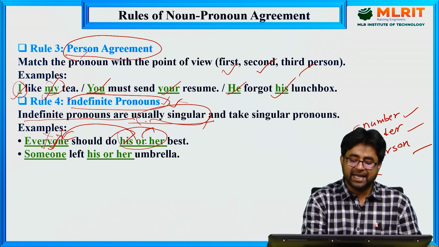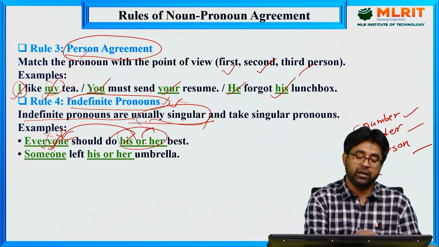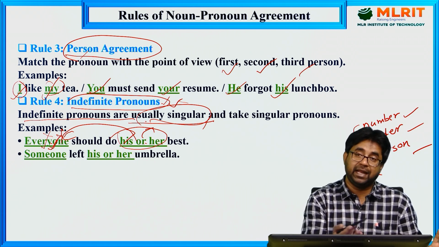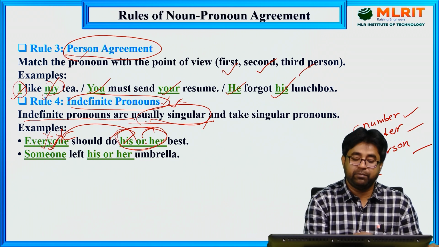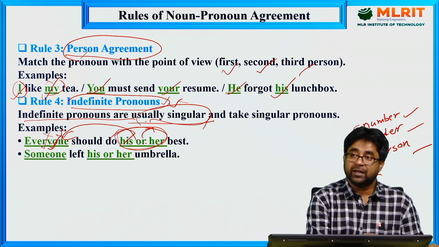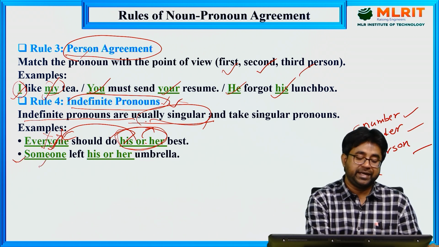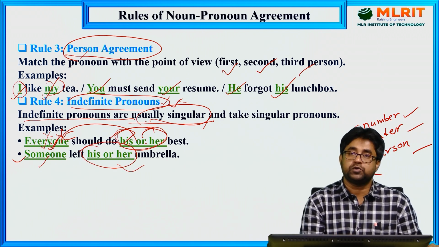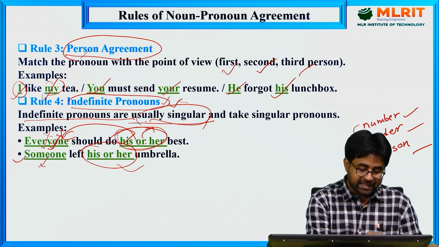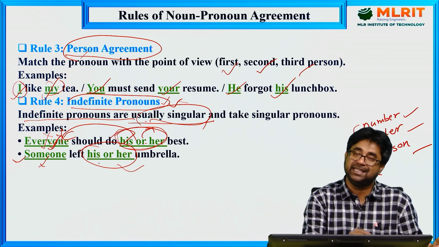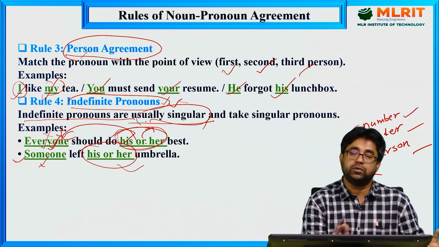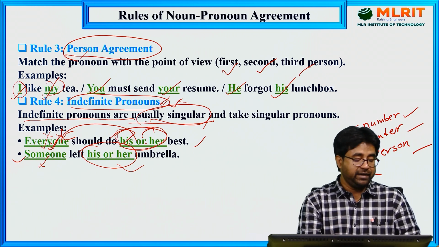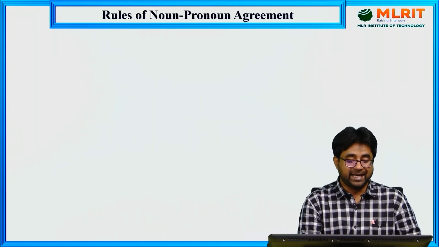Now why am I saying his or her? Because when I'm saying everyone, I'm not specifying the gender. It can be both male and female. That's why I have to write both, his or her. Similarly, someone is also an indefinite pronoun, again singular. So this pronoun also should be singular. And because again gender is not specified, I am using his or her. That includes both the genders, right? So remember, this is the rule regarding indefinite pronouns. Now let's see the next set of rules.